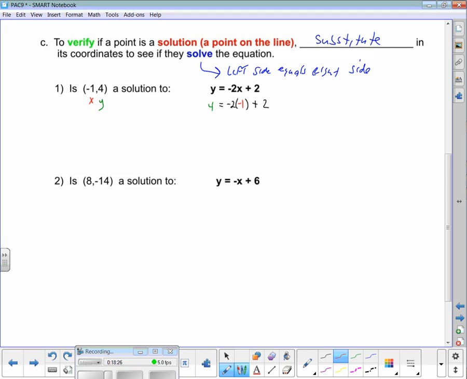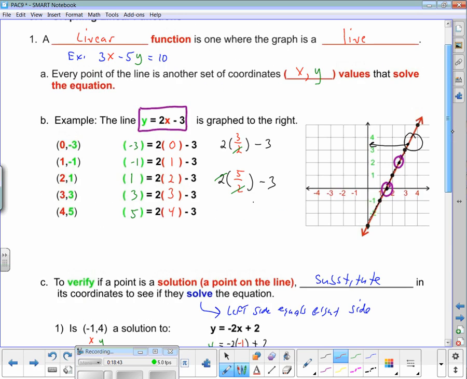Okay, I'm subbing in the values. If indeed (-1, 4) is a point on this line, then we're going to get a true equation. The left side will equal the right side. If it's not a point on the line, and by the way, there are lots of points not on the line, right? Look at the original question. Is that point a point on the line? No. If you put its coordinates into the equation, it won't be true.